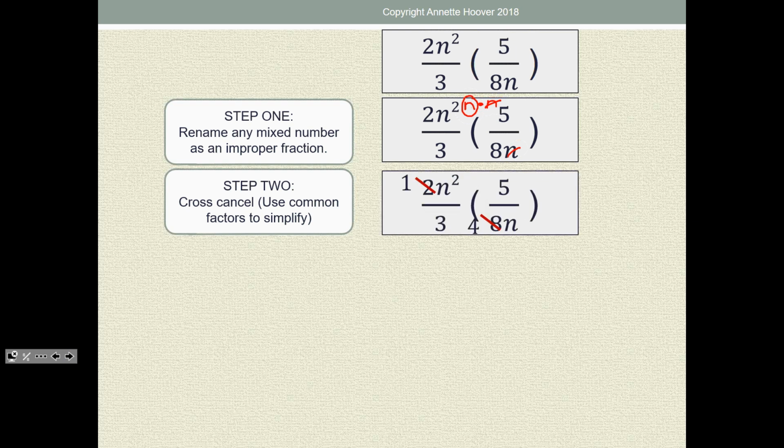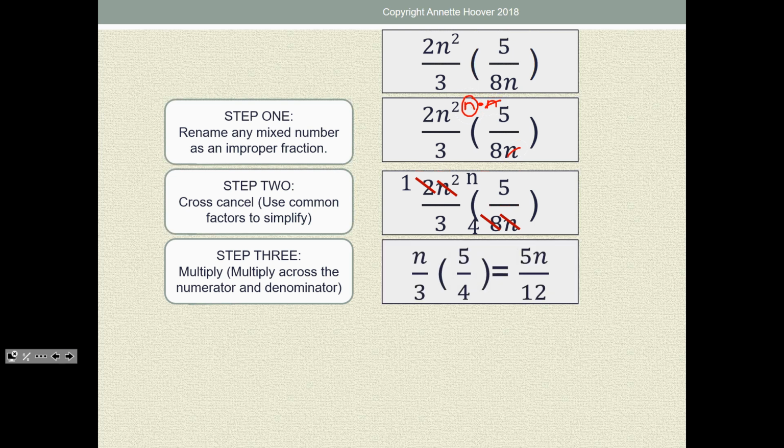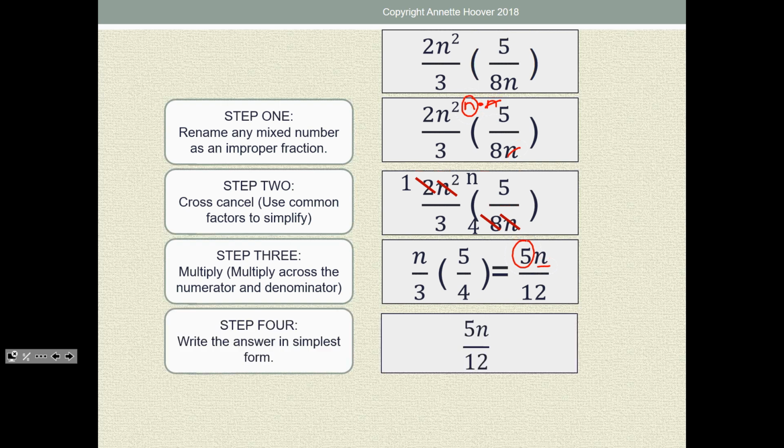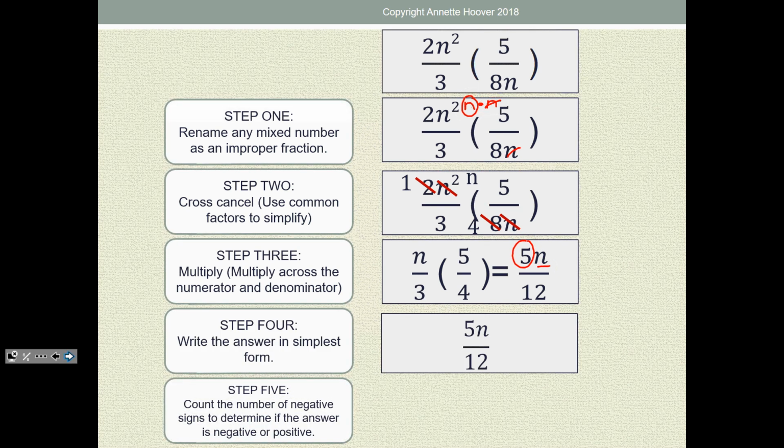So here's where we cross-cancel the 2 and the 8. And here's where we cross-cancel the n's, but that leaves one n on top. So now we're ready to multiply across. What we had was n divided by 3 times 5/4 after we did our cross-canceling. N times 5 is 5n. We always write the coefficient first and the variable second. And then 3 times 4 is 12. So the answer is 5n divided by 12, and that's already in its simplest form. This has been the multiplication of fractions.